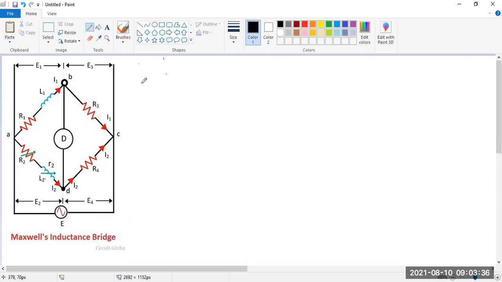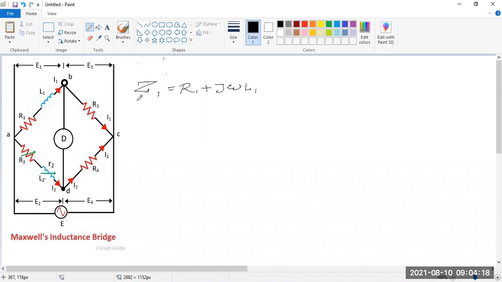From the figure, you get the impedance of the respective arms. This is Z1, this is Z3, this is Z2, and this is Z4. Now we can write Z1 equal to R1 plus j omega L1, because L1 is there. So the total impedance Z1 is defined like this.